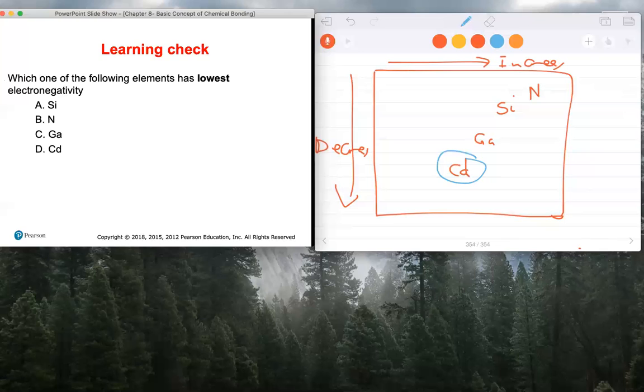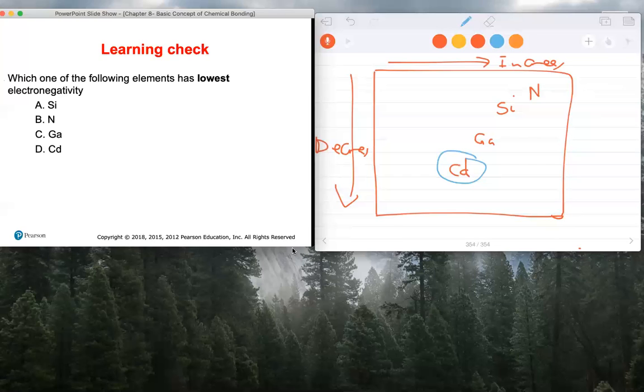All you have to know is the general trend on electronegativity and say, all right, moving from left to right, it's increasing, and moving from top to bottom on a group, it decreases, and going up, it increases. Then you just eyeball, and it's going to be clear here that the one with the lowest electronegativity value will be cadmium, without necessarily trying to find the values.